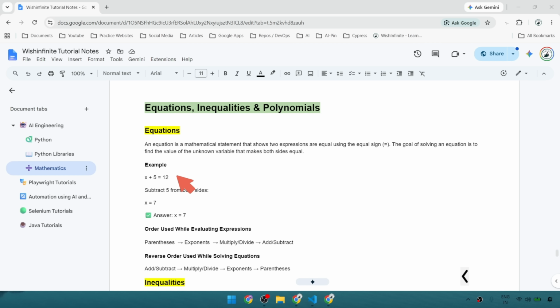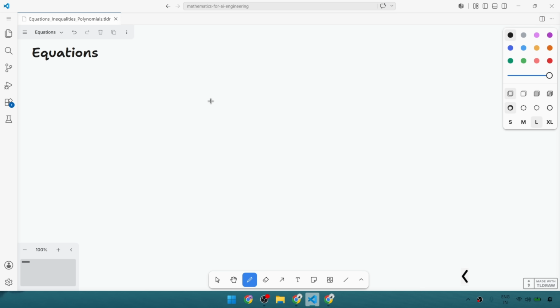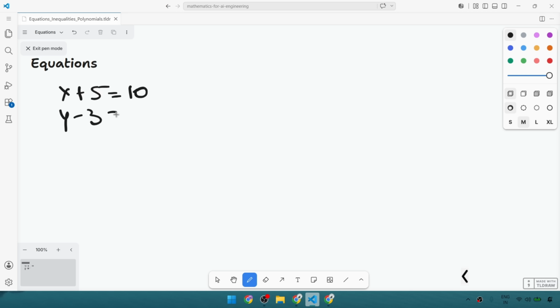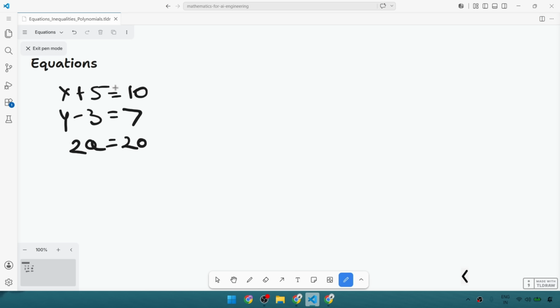Now let's see some examples of equations. After that, we will also talk about parts of an equation. And then we will see how to solve equations. Now let's first see some simple examples. So here we just saw x plus 5 equals 10 is an equation. Similarly, y minus 3 equals 7 is also an equation. Similarly, we can also write 2a equals 20 as an equation. And like this, there can be multiple examples. And here if you notice, we have used this equals sign between these two expressions, right? Here and here. So here the left side is equal to the right side.